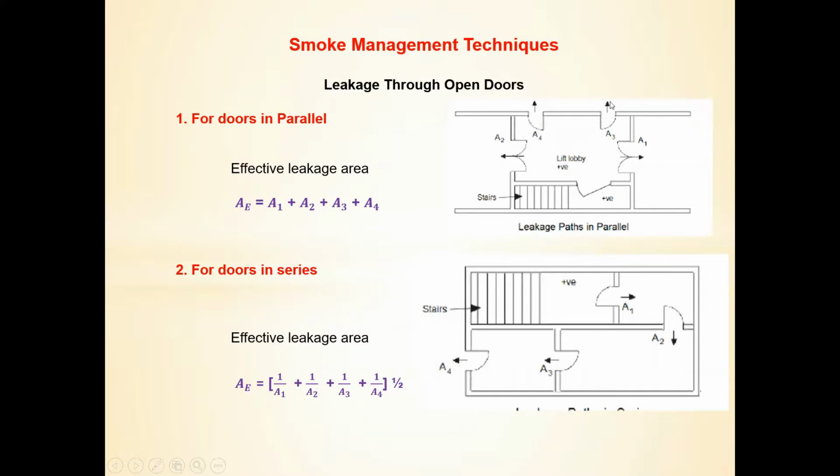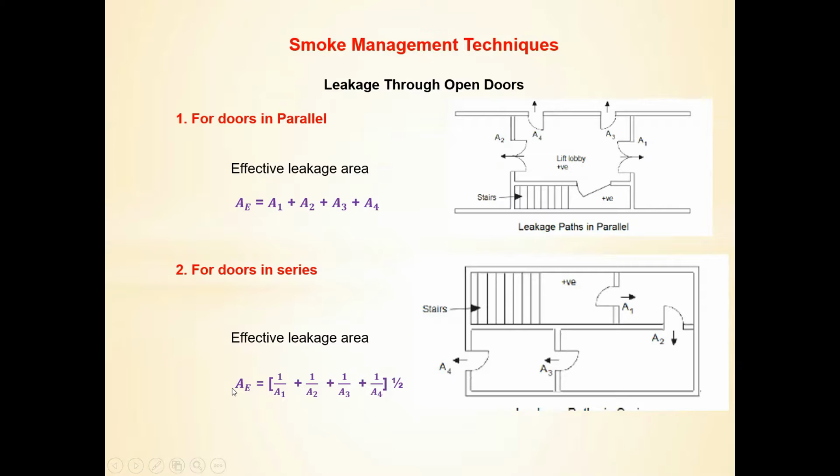And if the premises include several doors in parallel, then the effective leakage area has to be the numerical sum of all: A1 plus A2 plus A3 plus A4. While if the doors are in series, then the effective area will be 1 by A1 plus 1 by A2 plus 1 by A3 plus 1 by A4, overall raised to power 1 by 2.